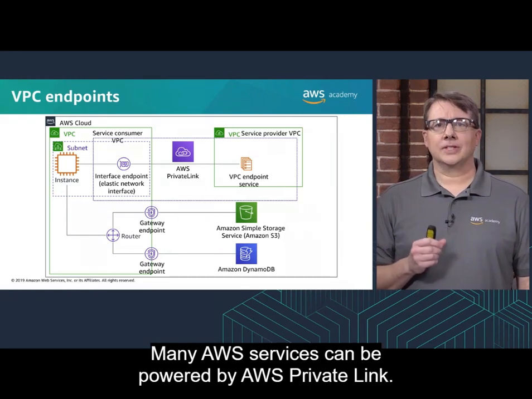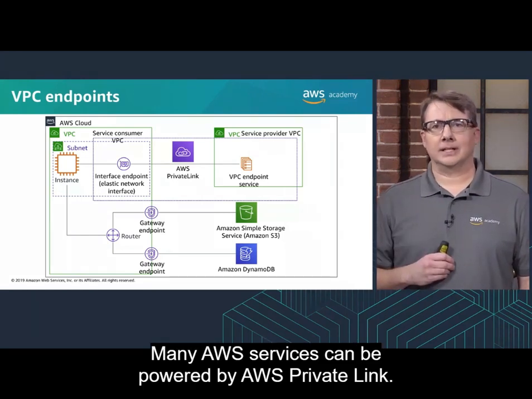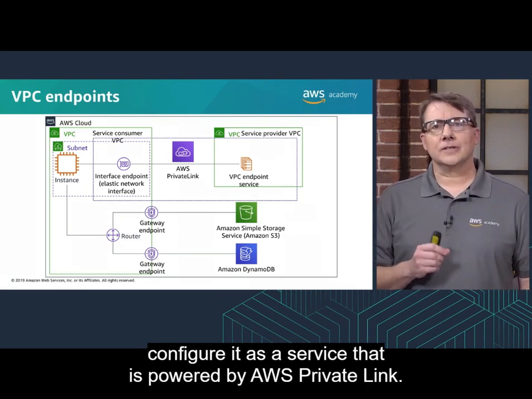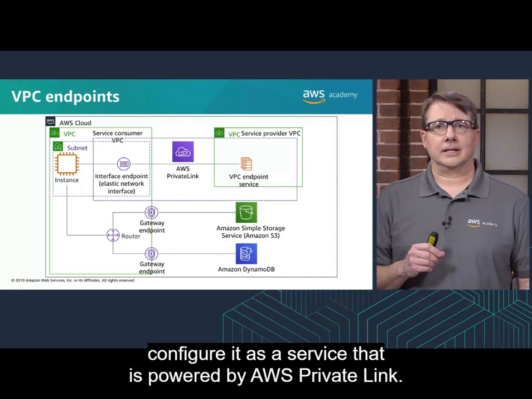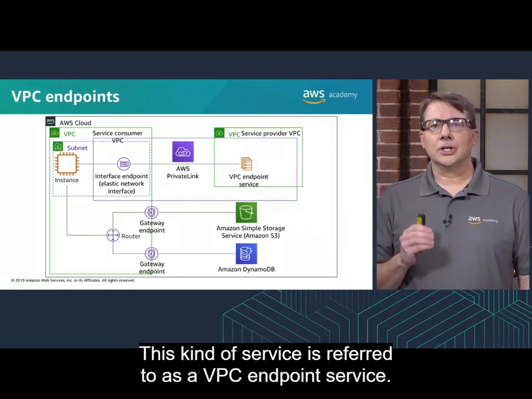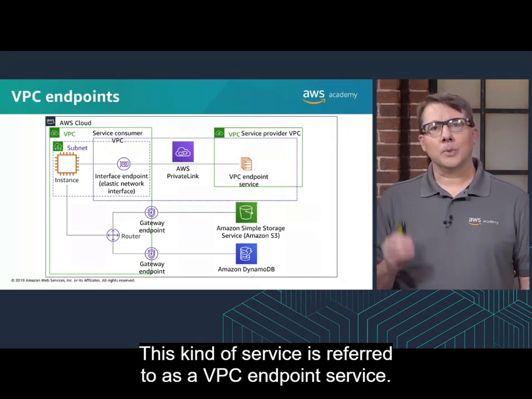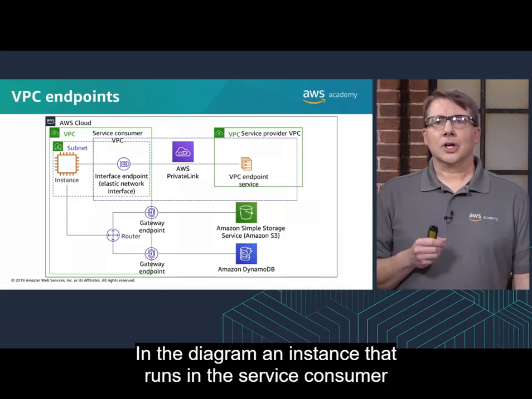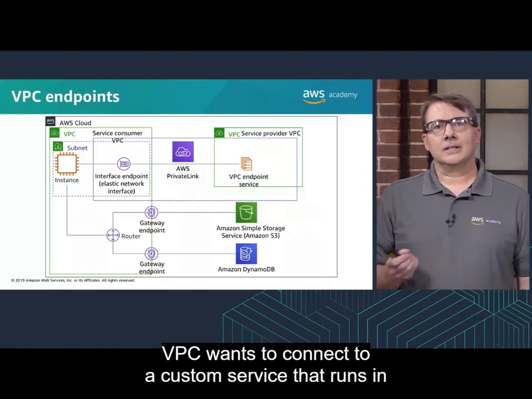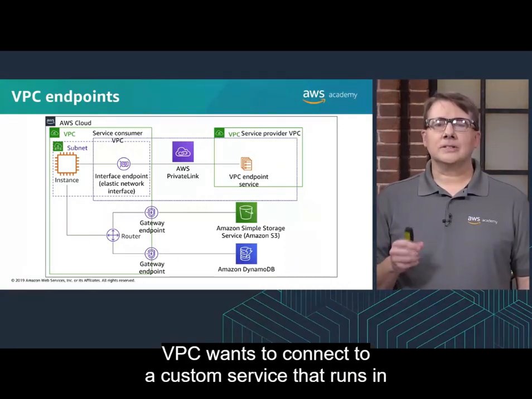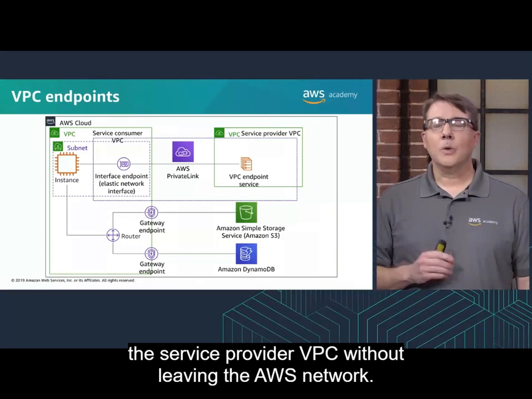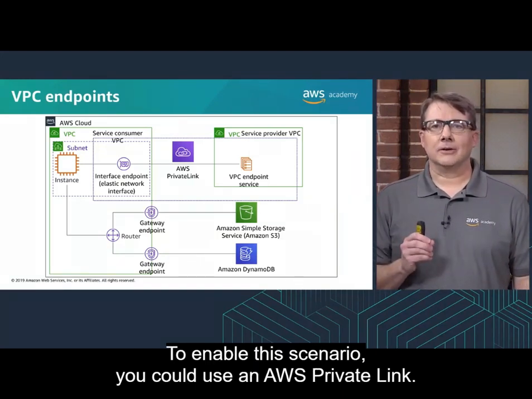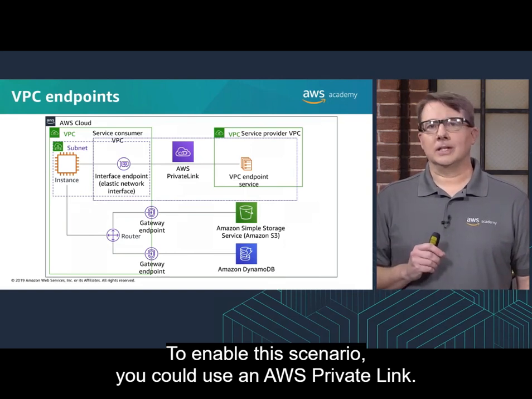Many AWS services can be powered by AWS PrivateLink. You can also create your own application and configure it as a service that is powered by AWS PrivateLink. This kind of service is referred to as a VPC endpoint service. In the diagram, an instance that runs in the service consumer VPC wants to connect to a custom service that runs in the service provider VPC without leaving the AWS network. To enable this scenario, you could use an AWS PrivateLink.